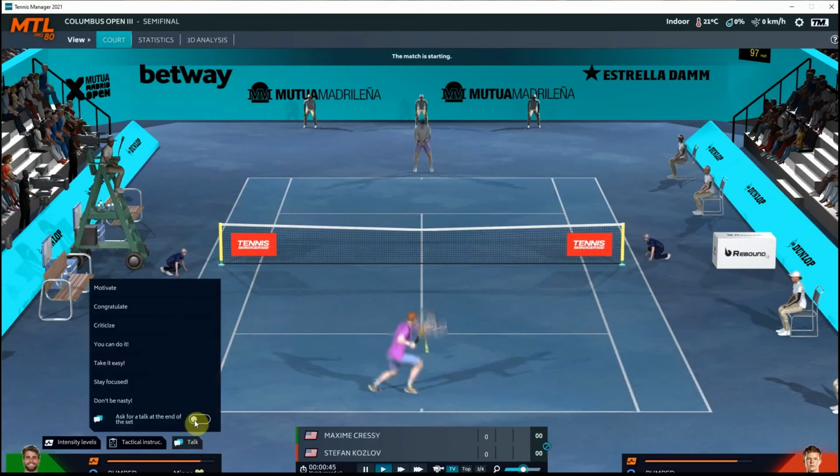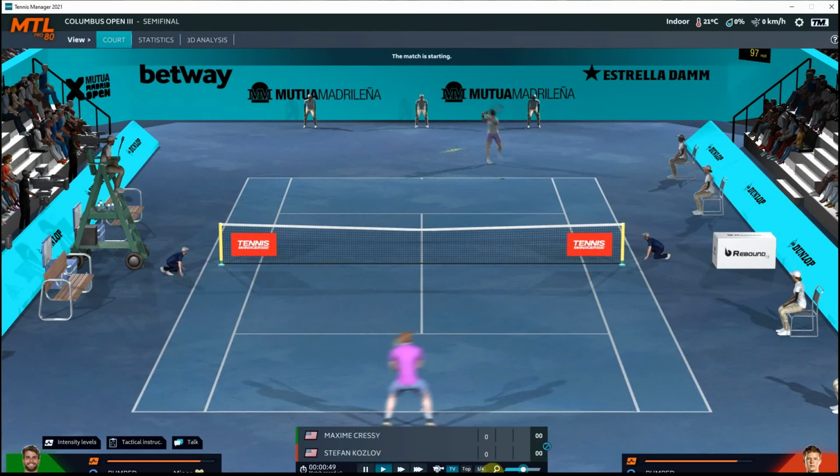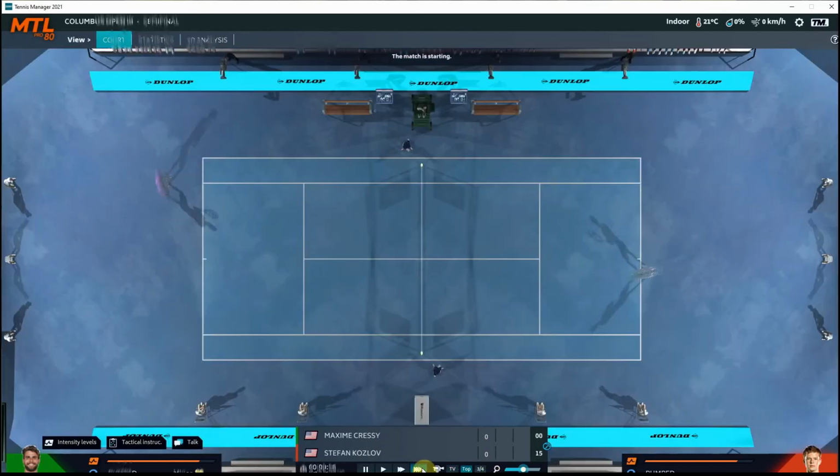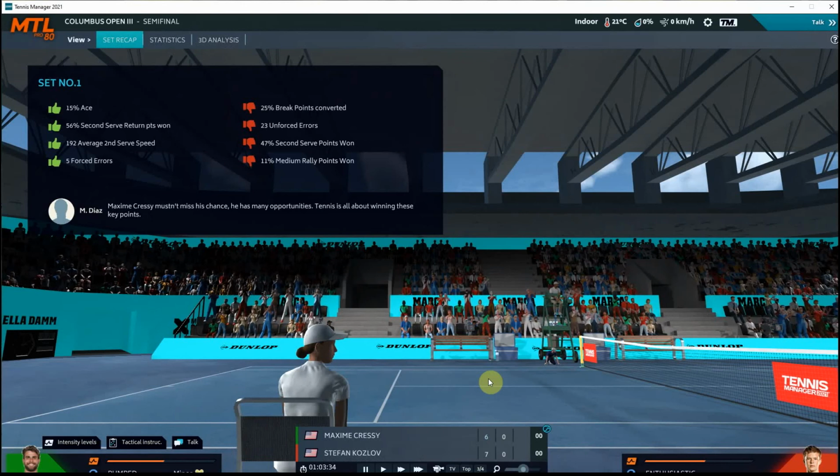And we are in the early stages of the match here between Maxime and Stefan. On serve thus far, although Maxime has been close to breaking Stefan, and he finally did. But Stefan broke back. Good for him. Looks like we could be headed towards a tiebreaker. And the up-and-comer, Stefan Kozlov, beating Maxime in the first set, 7-6.